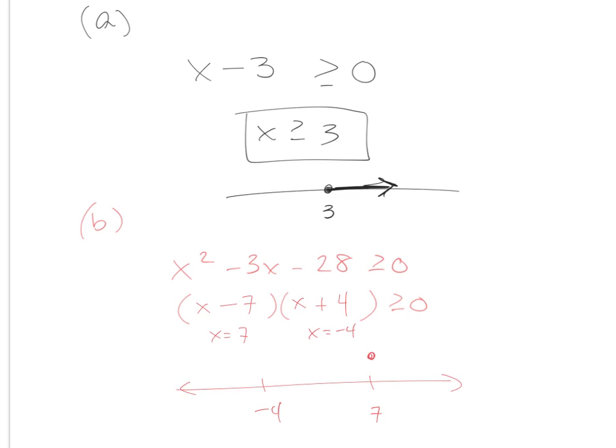I know it's a closed circle because it's greater than or equal to. I happen to remember by now that greater than or equal to is a disjunction. I'm going to shade that way. I just remember that when it's less than or equal to 0, it's going to be the middle region.